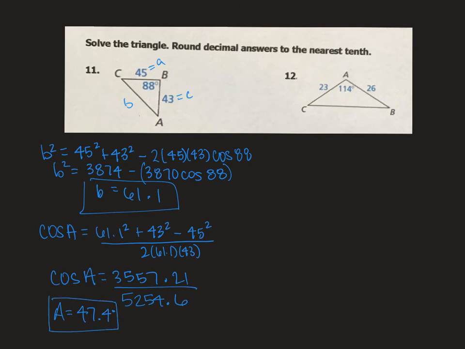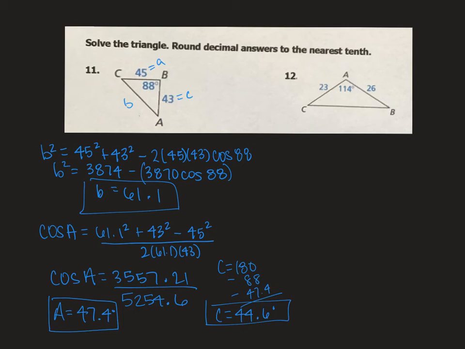So all we have left to find now is angle C. Well, we know two of our angles, so to find the third angle, we just do 180 minus 88 minus that 47.4, which is going to give us an angle measure of 44.6 degrees. So that is our first law of cosines problem.